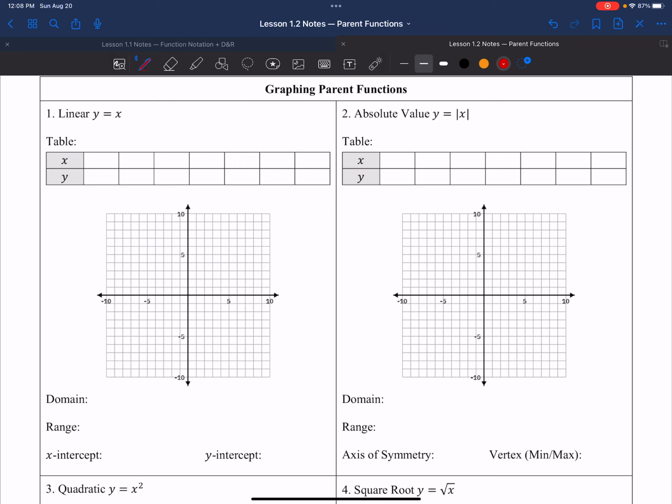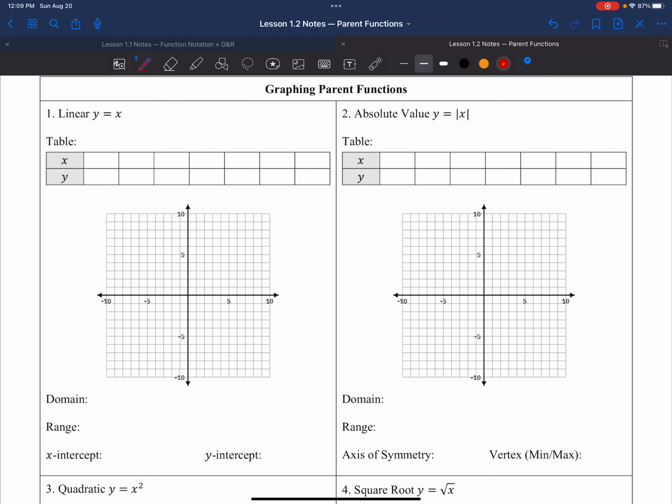Anyway, graphing parent functions. Here we go. We're going to start with linear. We know how that goes, right? Good old-fashioned linear. Now, these are the simplest functions, okay? A parent function is the simplest equation that creates that graph. So y equals x creates a straight line, which we're going to see in a second.